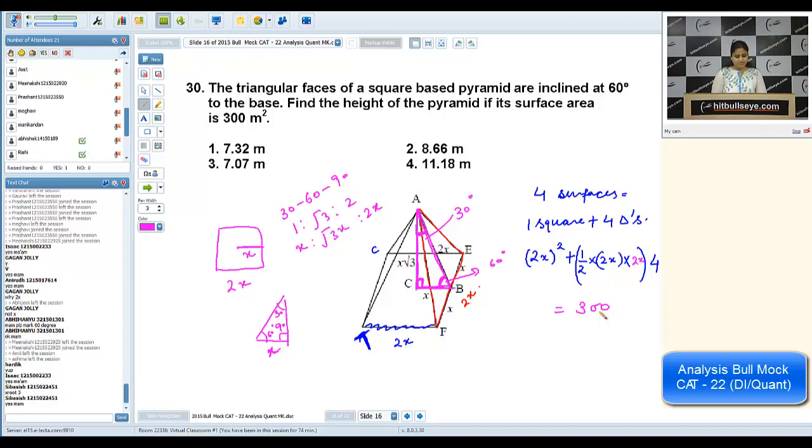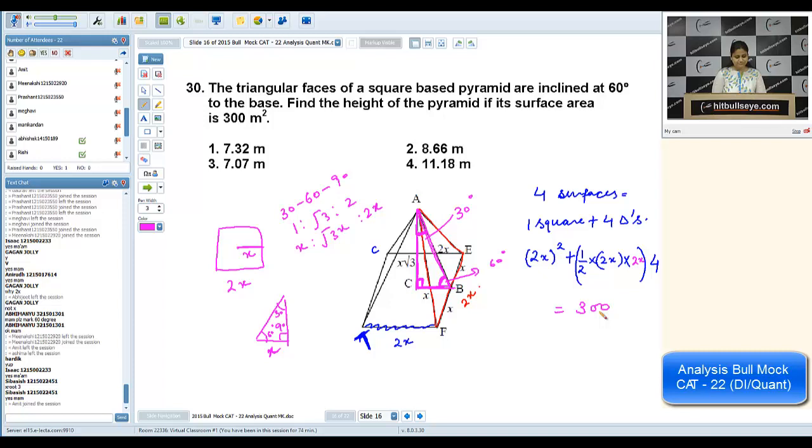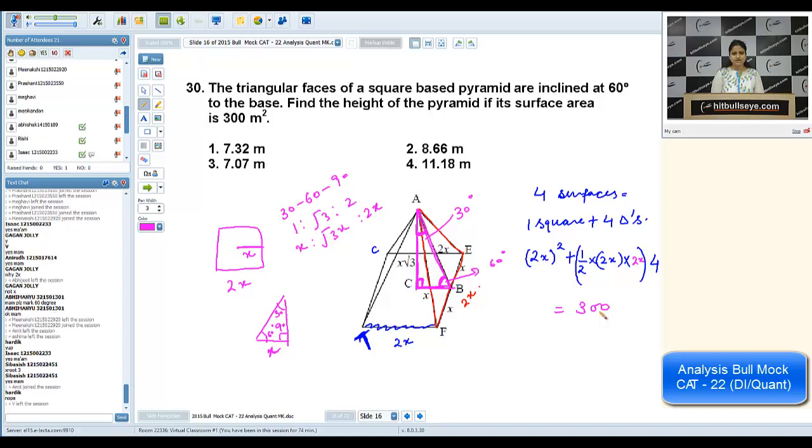Still any problem in this question? It was a good visualization question. In last year's CAT, in many slots we had approximately 1 or 2 questions on this logic.